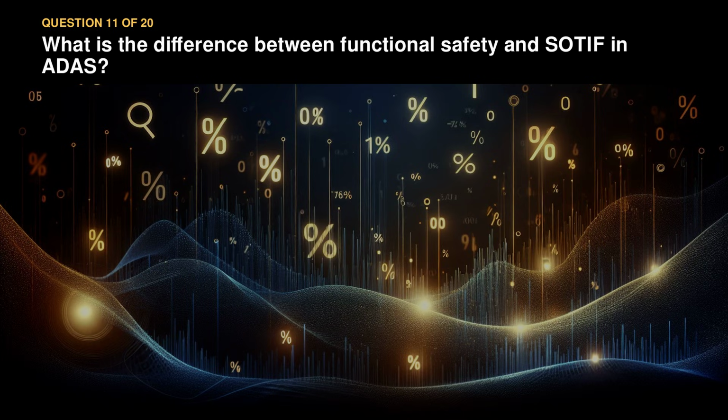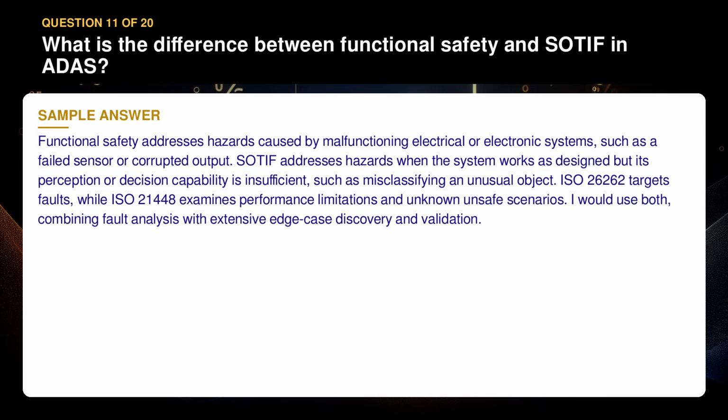Question 11. What is the difference between functional safety and SOTIF in ADAS? Functional safety addresses hazards caused by malfunctioning electrical or electronic systems, such as a failed sensor or corrupted output. SOTIF addresses hazards when the system works as designed but its perception or decision capability is insufficient, such as misclassifying an unusual object.